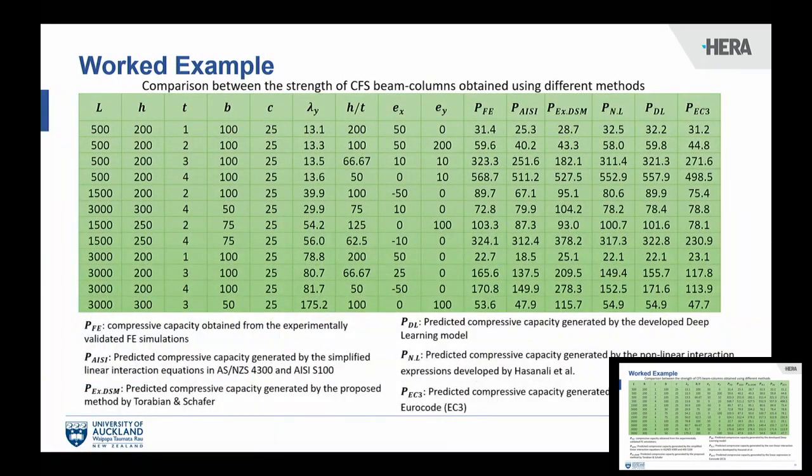In this table, you can see the results. If we consider P of FE as a reference, we have the predictions of the linear interaction equation, predictions of the extended DSM, and the predictions of the nonlinear interaction equation. And you can see that there is a good agreement between the results of the nonlinear interaction equation and the finite element ones.